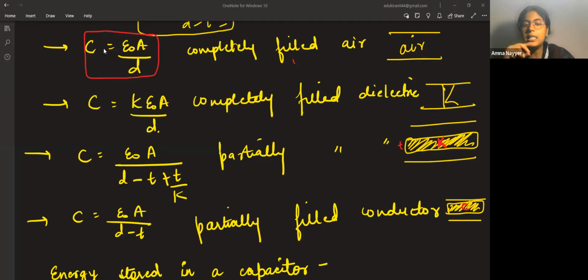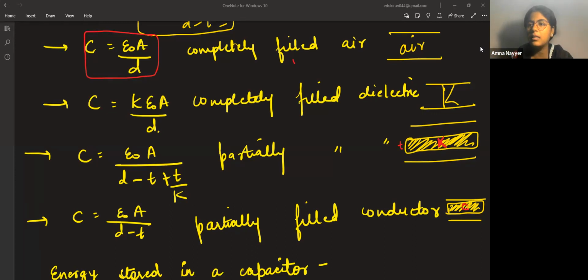Now, when we partially fill a dielectric slab in between both the capacitor's plates, C is equal to epsilon naught A divided by D minus T plus T by K. And suppose instead of the dielectric slab, this is completely filled with a conductor. We already know that the electric field inside the conductor is 0. So the formula becomes quite simple: epsilon naught A by D minus T.